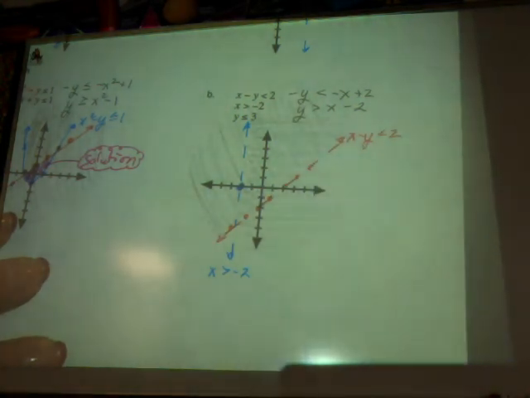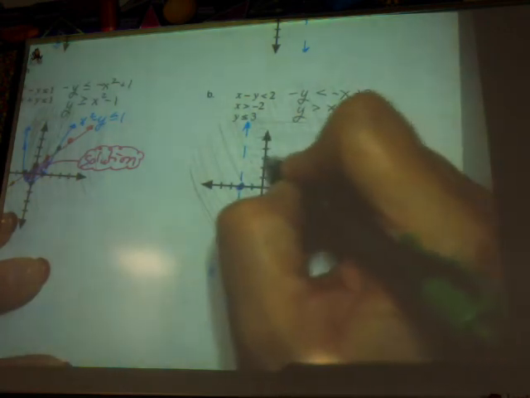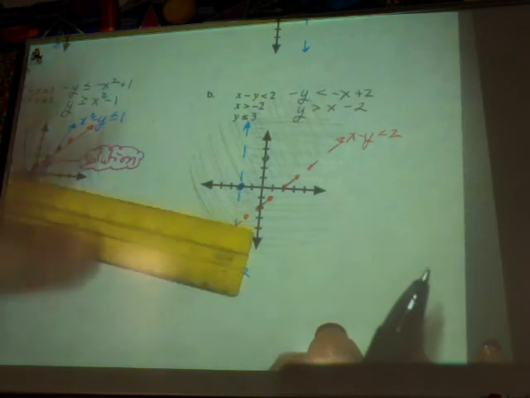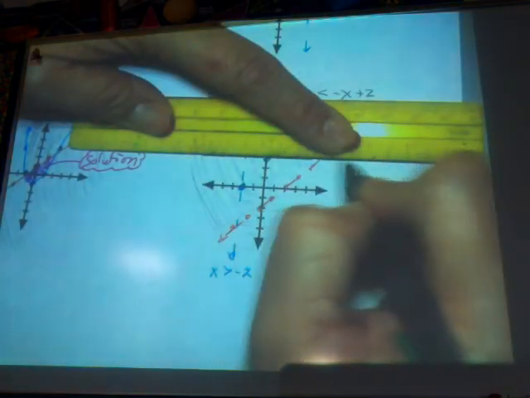And then my last line is y is less than or equal to 3. Plot a point on the y-axis at 3. Solid or dotted? Solid. Solid as a rock.